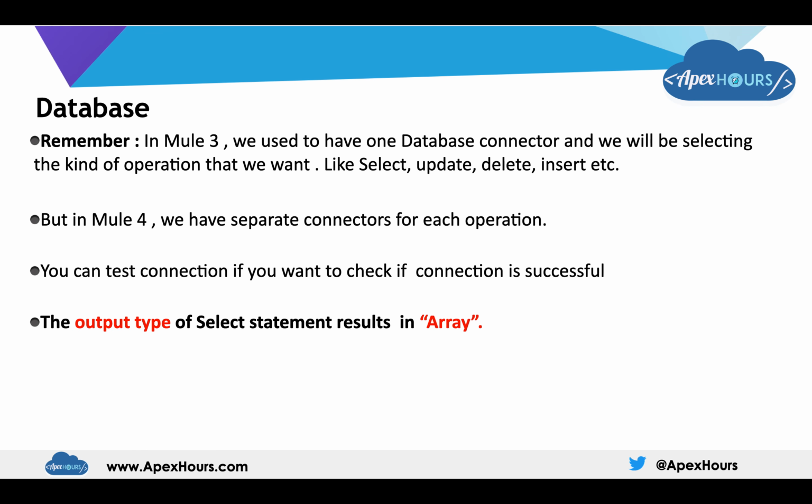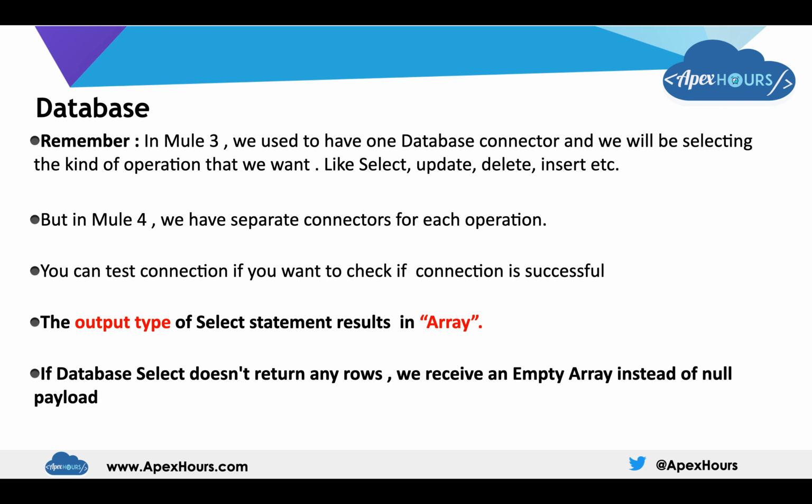Okay, the output type of a select statement results in an array. I will show you in our debugging session, but keep this in mind, they might ask you from a certification point of view. If a database select does not return any rows, we will receive an empty array instead of a null payload. If you are doing select star from some table where id equal to 2, and if there are no rows returned, it is always an empty array. It is never called a null payload. So whenever you are doing validation checks, you should not go with is not null, you should go with is empty or something like that.